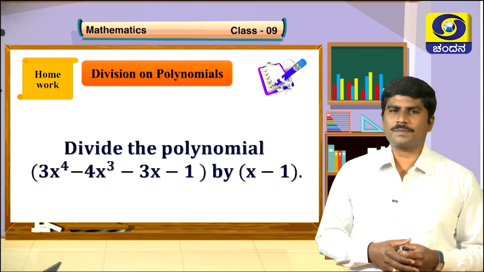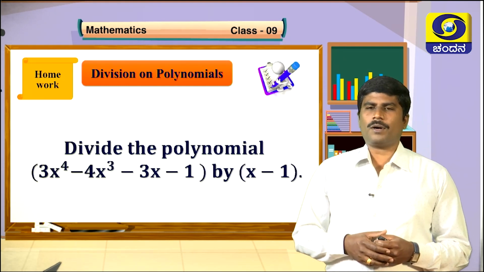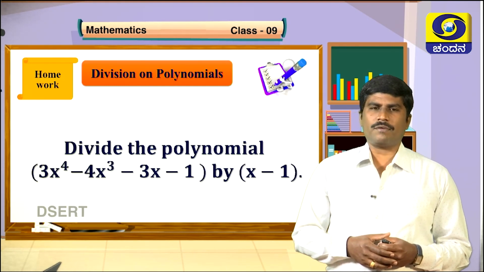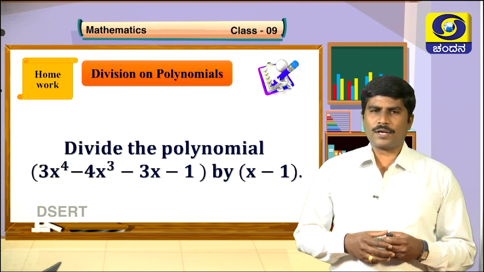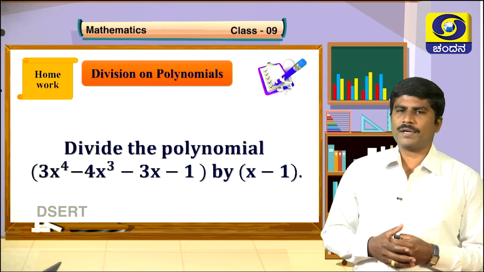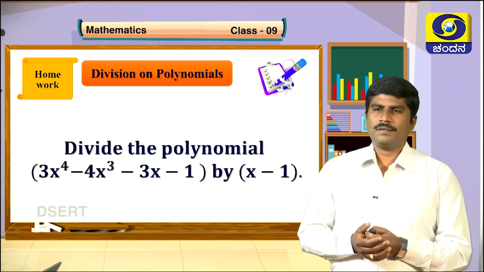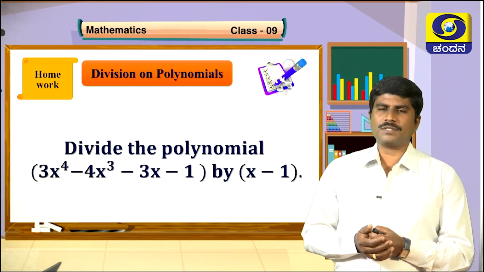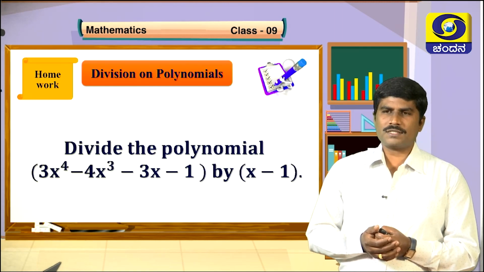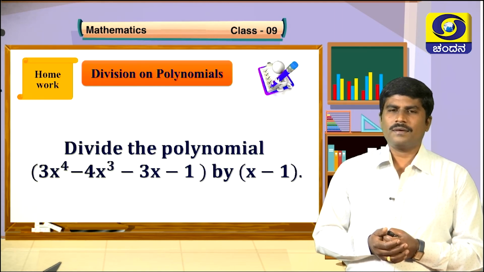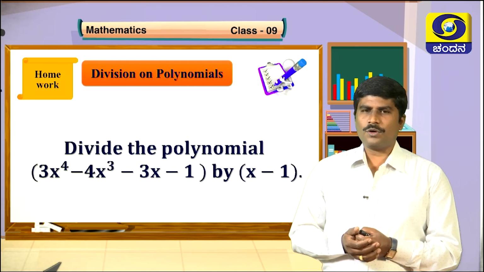Now it's time for the homework question. Please try to solve this problem. Divide the polynomial 3x to the power of 4 minus 4x cube minus 3x minus 1 by x minus 1. Okay, please write down this question. Discuss with your teachers and friends so that you can easily understand how you are going to divide the polynomial.